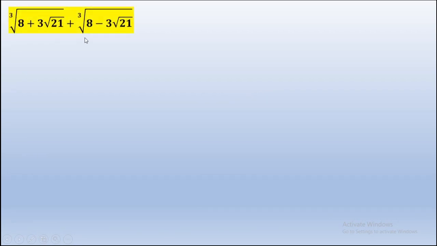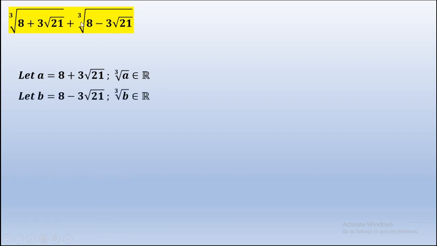So this is the question. First I will consider this 8 plus 3 root 21 equal to a, and since this 8 plus 3 root 21 is itself a real number, therefore the cubic root of this thing will also be a real number. Now I consider 8 minus 3 root 21 to be equal to b, and since this number is a real number, therefore its cubic root will also be a real number.